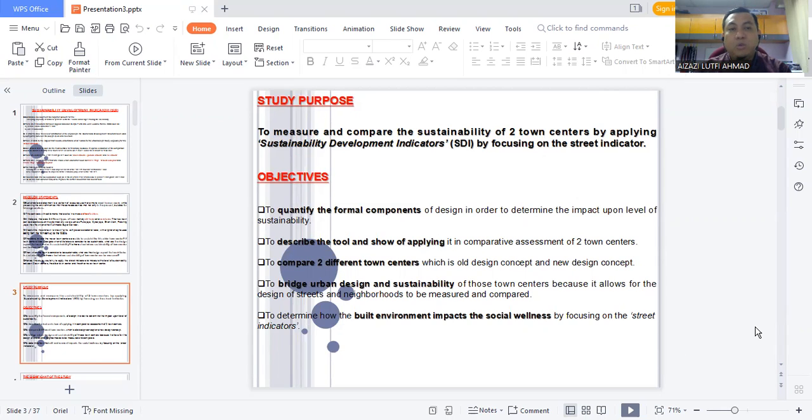And then to bridge urban design and accessibility of those town centers, because it allows for the design of streets and neighborhoods to be measured and compared. And lastly, to determine how the built environment impacts social awareness by focusing on the street indicators.